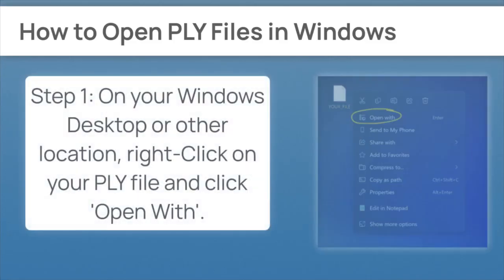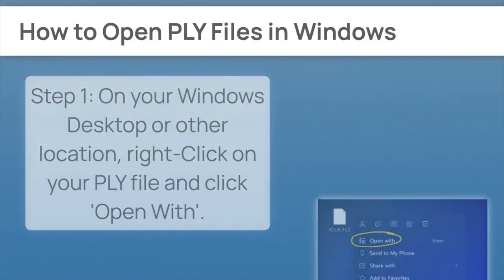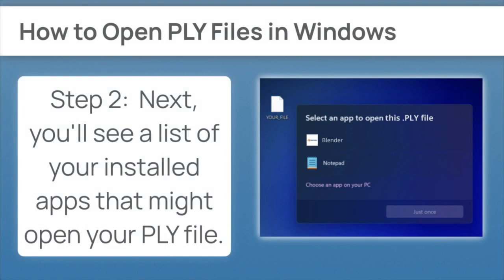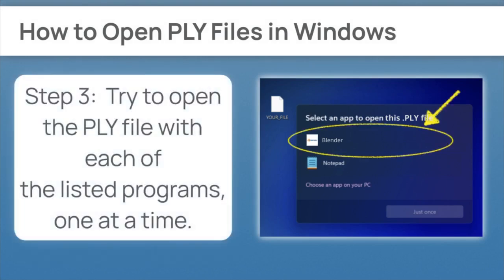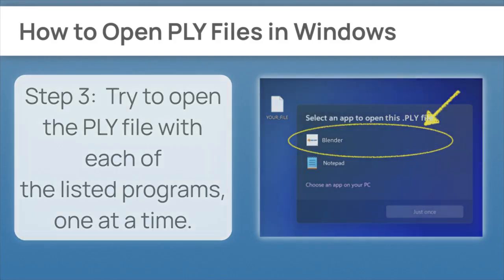Start by right-clicking the PLY file and selecting Open With. Test Blender first if it's installed. If you don't find it, pick any other option. Some PLY files are very particular about the opener.